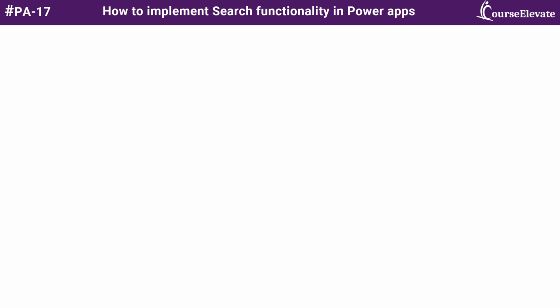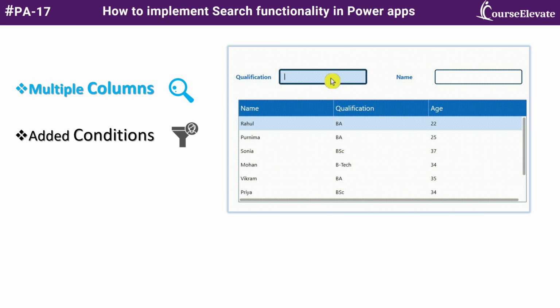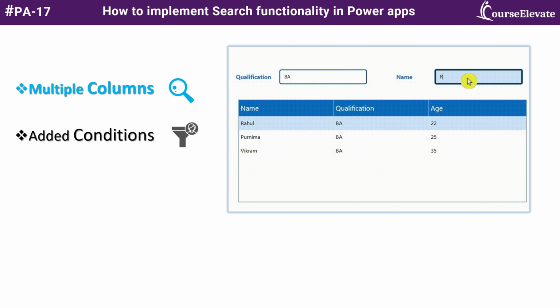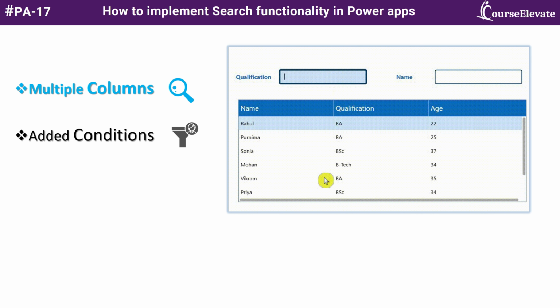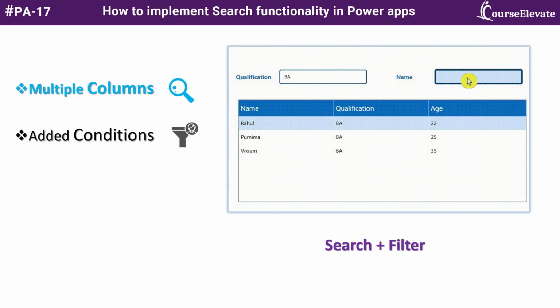Power Apps interviews often include this challenge. Can you build a search that works on multiple columns and is filtered by another condition? For example, searching for a qualification and name, but only for users over the age of 20. In this video, I'll show you exactly how to solve this with real logic using both the Search and Filter functions. Let's dive in.